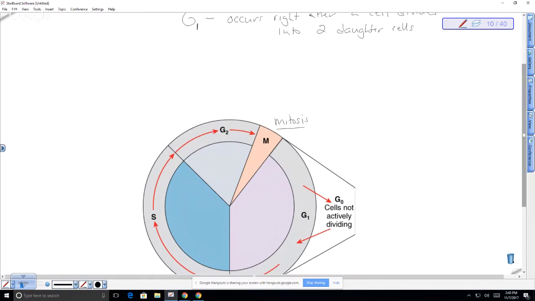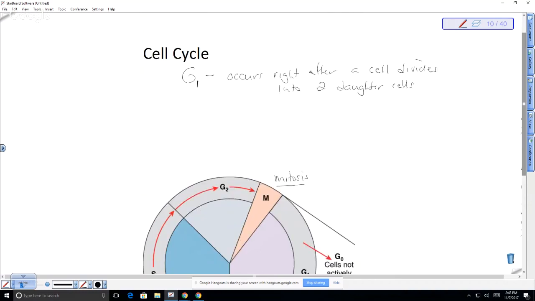But you'll notice here that after G1, cells could go out of the cell cycle. They could leave the cell cycle and go into G sub 0, okay? This is the stage that is outside the cell cycle, and this occurs when cells specialize, right? So this is where a cell leaves the cycle and becomes specialized.